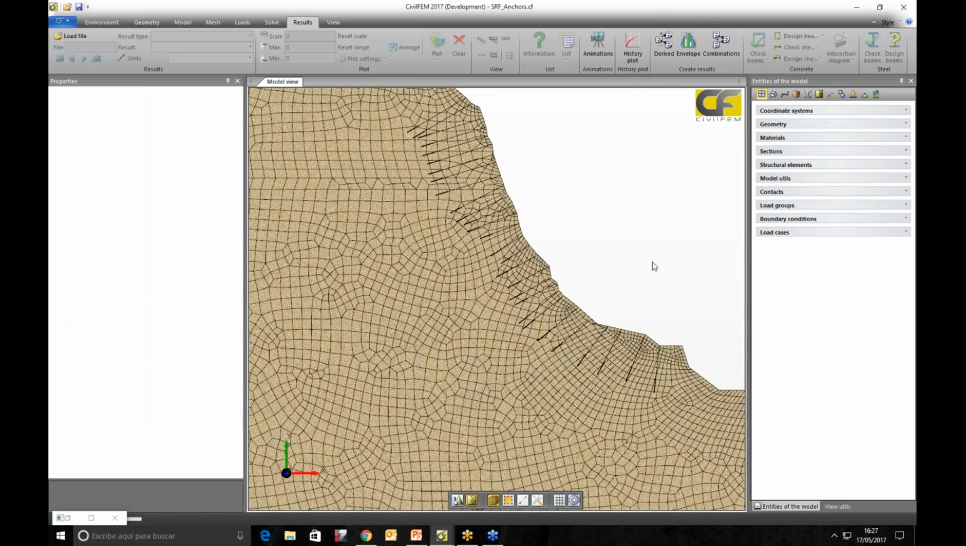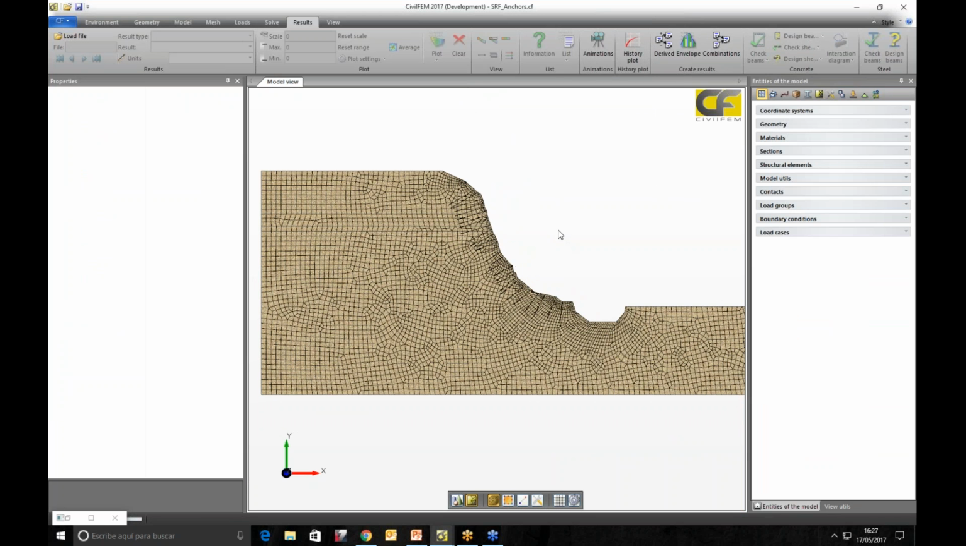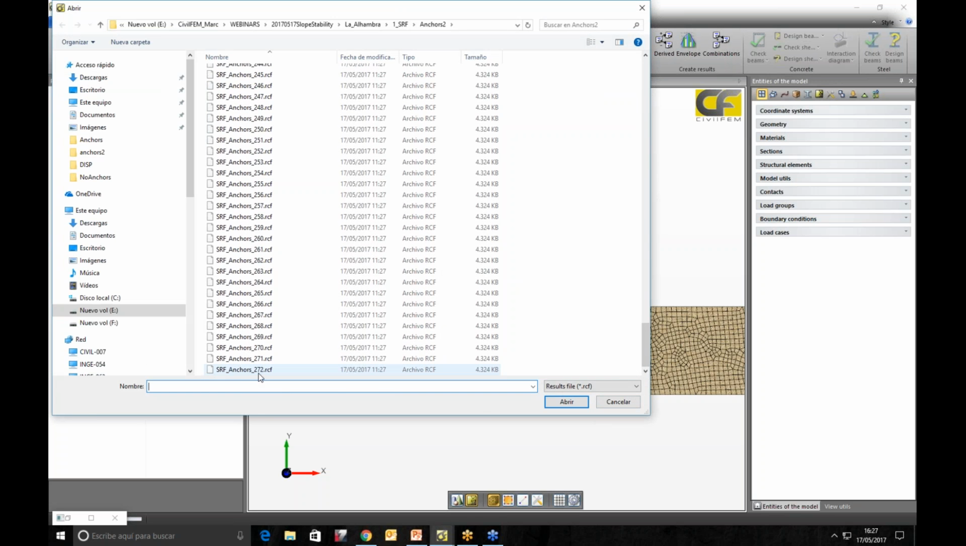Well, this is the new configuration, where we have added some more anchors. And we have also solved it, starting at 0.75 and waiting for the model not to converge. And we found that CivilFEM solved it up to 2.72. That is the safety factor. So we have increased the safety factor from around 1 to 2.72. So we can see that this reinforcement is working.